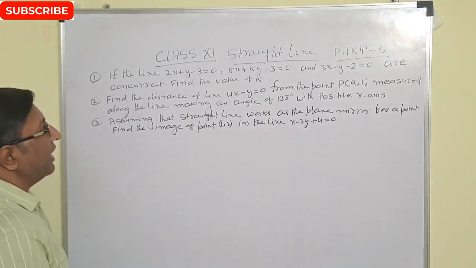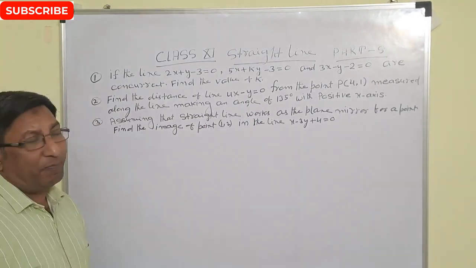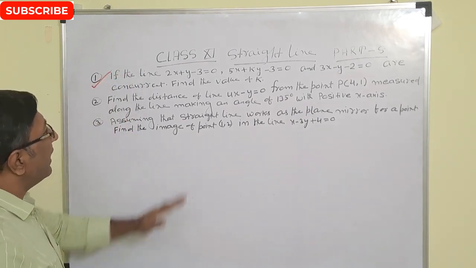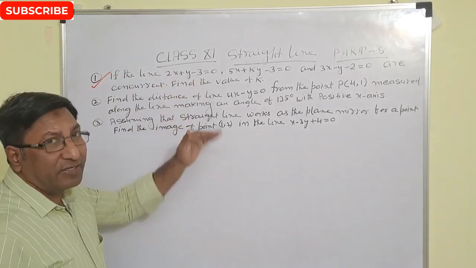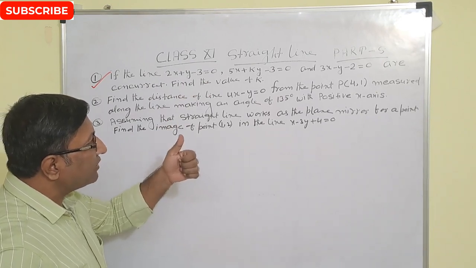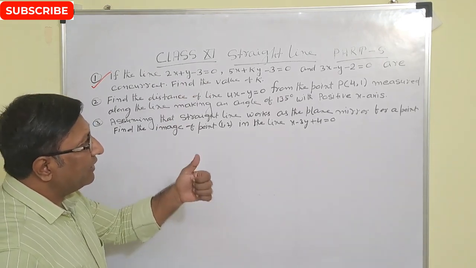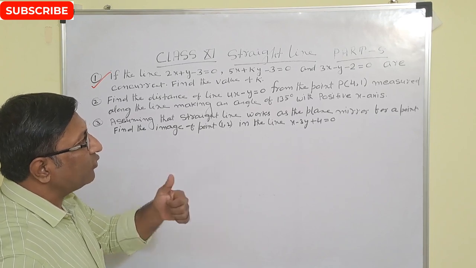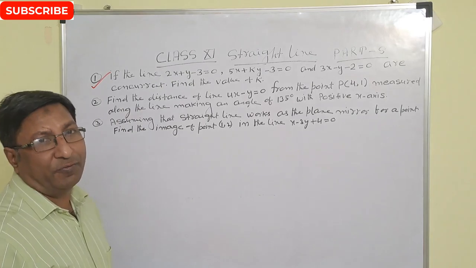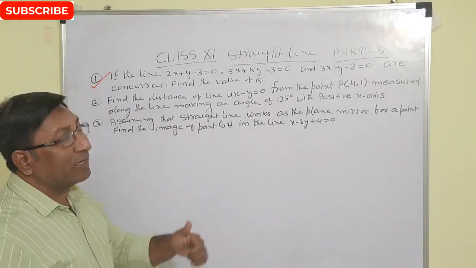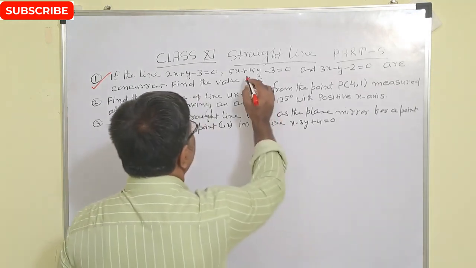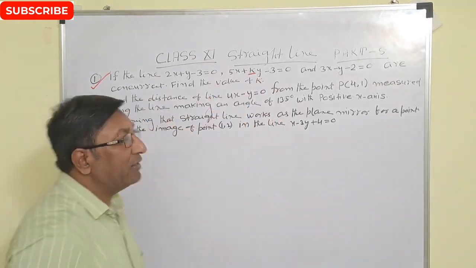So this is class 11th Straight Line Part 8. First question: if the lines 2x plus y minus 3 equal to 0, 5x plus ky minus 3 equal to 0 and 3x minus y minus 2 equal to 0 are concurrent, then find the value of k. All three lines are concurrent, then we have to find the value of k. So we have to find this value.